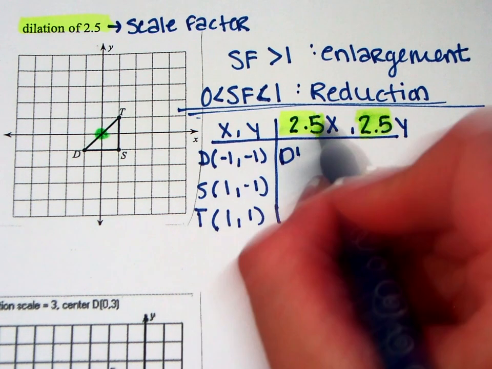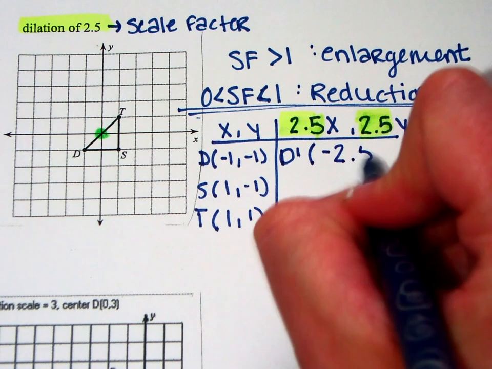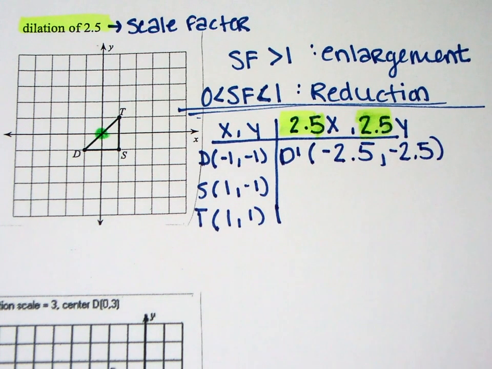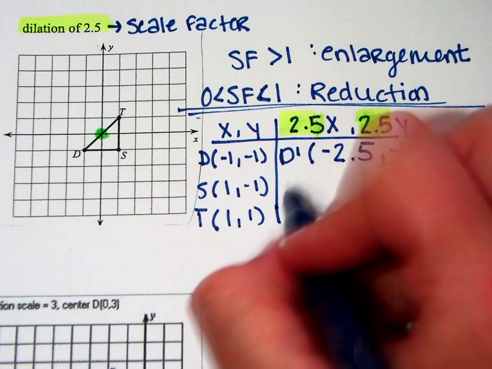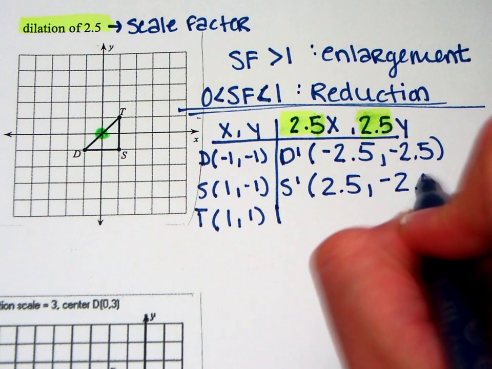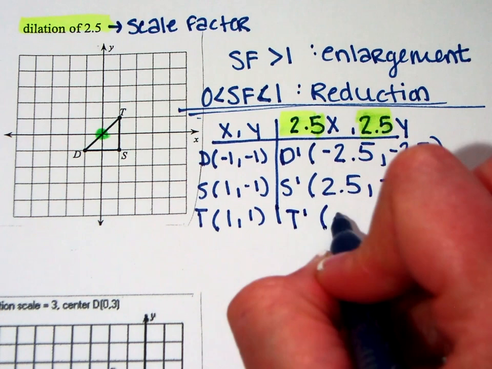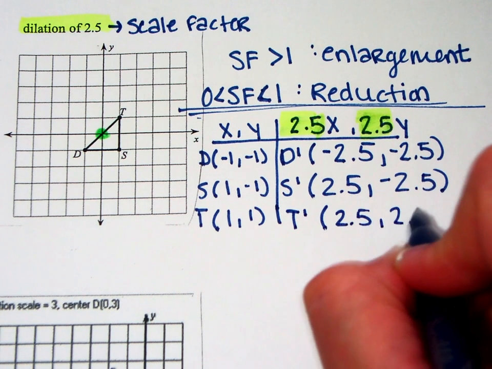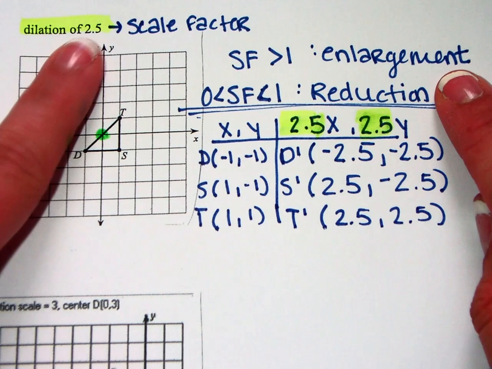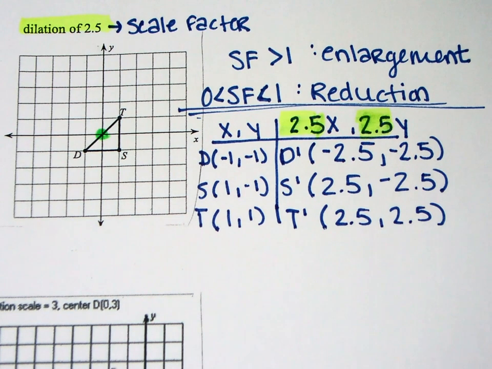So -1 times 2.5 is -2.5. -1 times 2.5, -2.5. I'm just multiplying. For S prime, I should get 2.5, comma, -2.5. And for T prime, it should be 2.5, comma, 2.5. This, we should know, is an enlargement because our scale factor is bigger than 1.